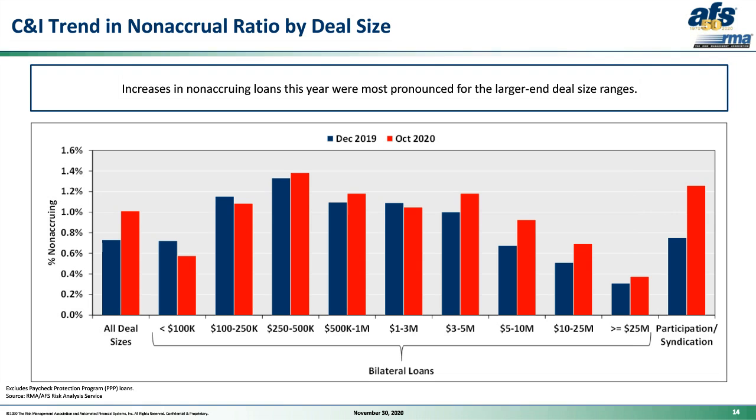If you look at December 19th, the blue column, versus October 2020, the red column, for the smaller loans, we really don't see much of a change. I suspect that if we plotted these as one size, the change would have been minimal.